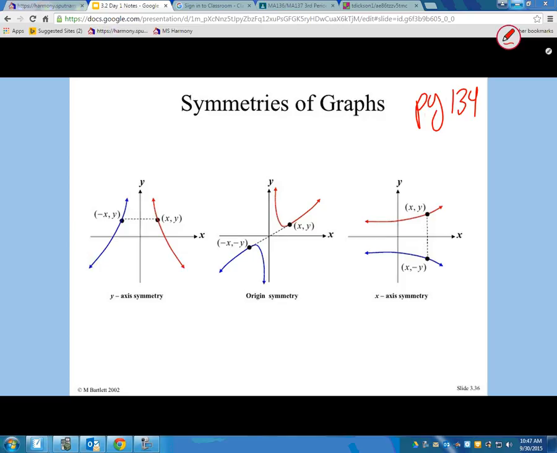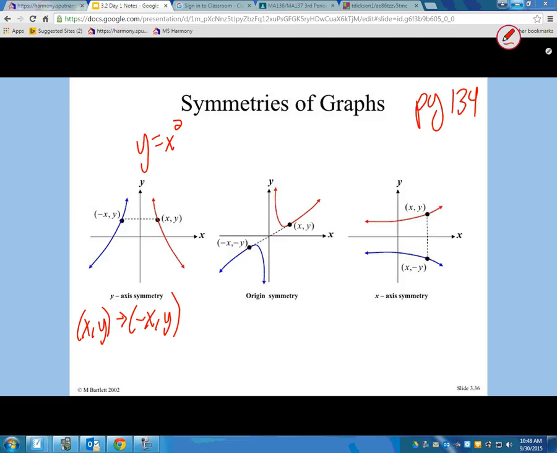So the red graph is the original graph. If you had this graph and you wanted it to be symmetric about the y-axis, it just means you'd flip it over. So notice that the y value stays the same, but the x value is negative. I always say for y-axis symmetry, it means that if (x, y) is on the graph, then (negative x, y) is on the graph. Which basically means x squared, right?